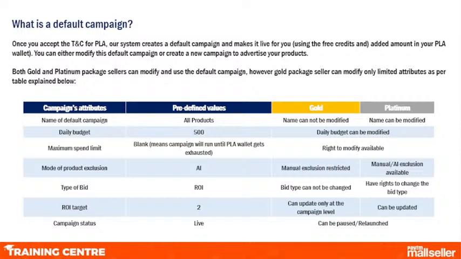You can see the various attributes which are provided to gold and platinum members and the default programs that will start. For example, name of the campaign. In gold membership you cannot modify the name of the campaign, but in platinum you can modify the name of the campaign.